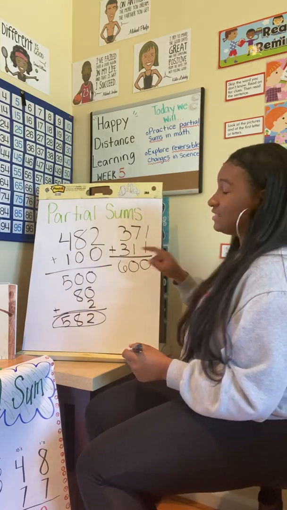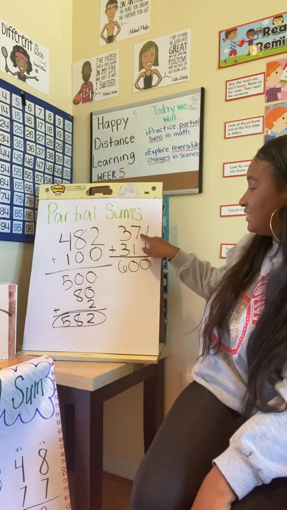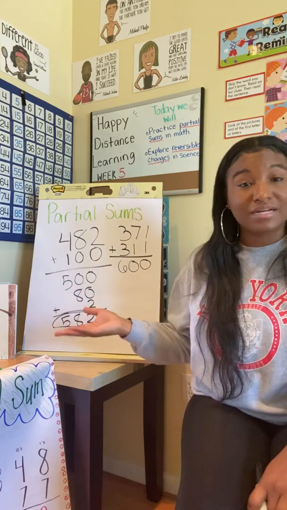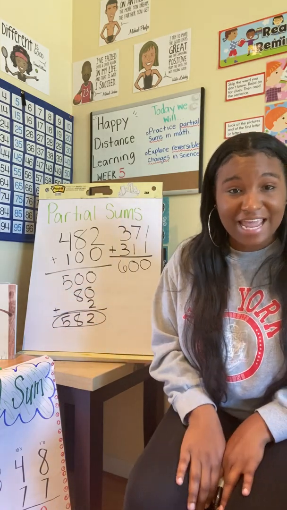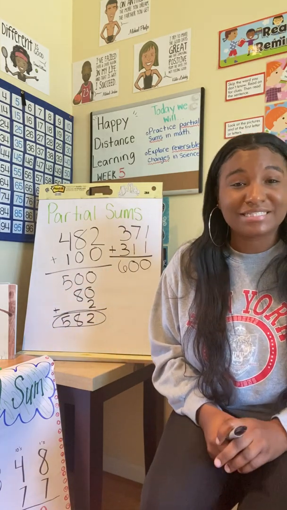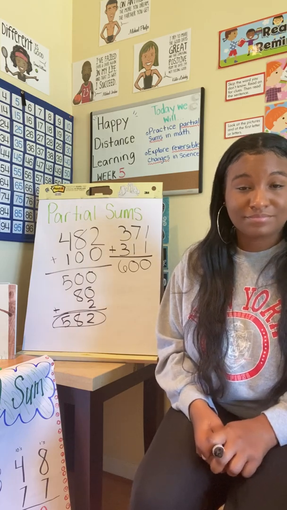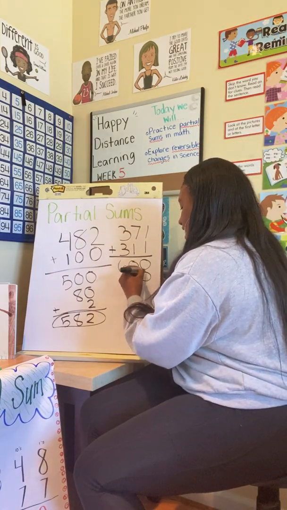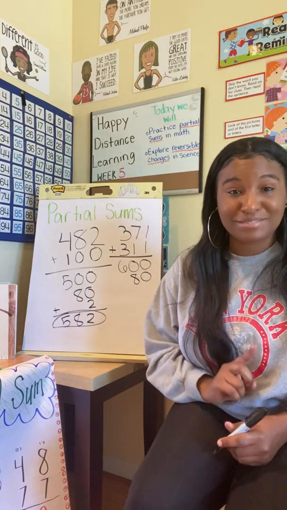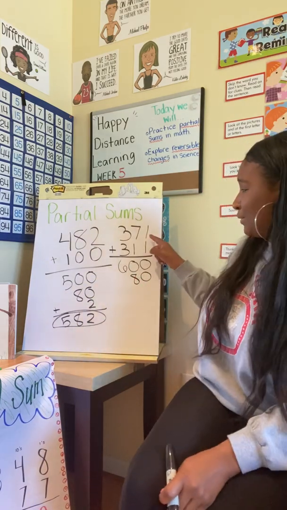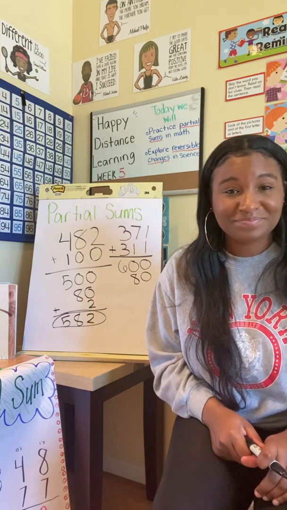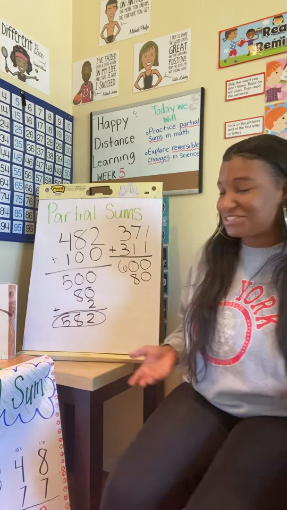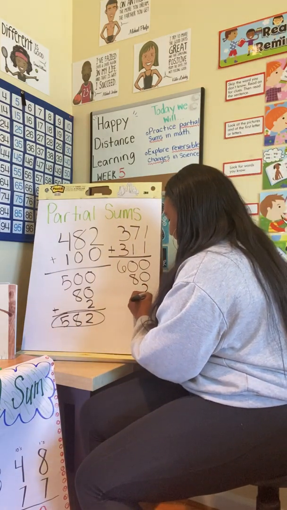Next, it's time for our tens place. We have 7 plus 1, or 70 plus 10. What is 70 plus 10 more? Great job, you should have said 80. And now it's time for our ones place. Now this one is hard. What's 1 plus 1? Great job, scholars, you should have said 2.